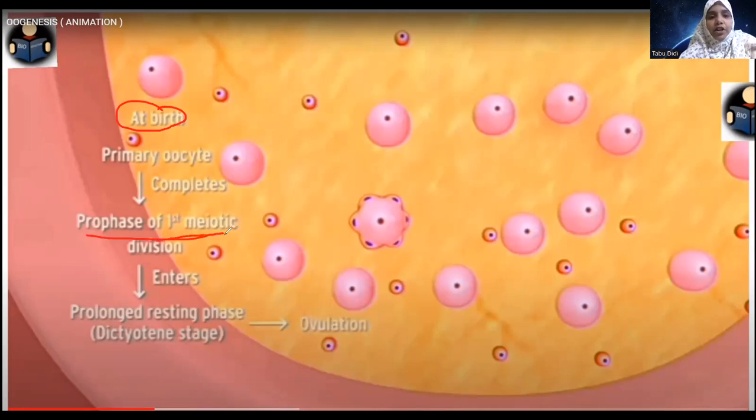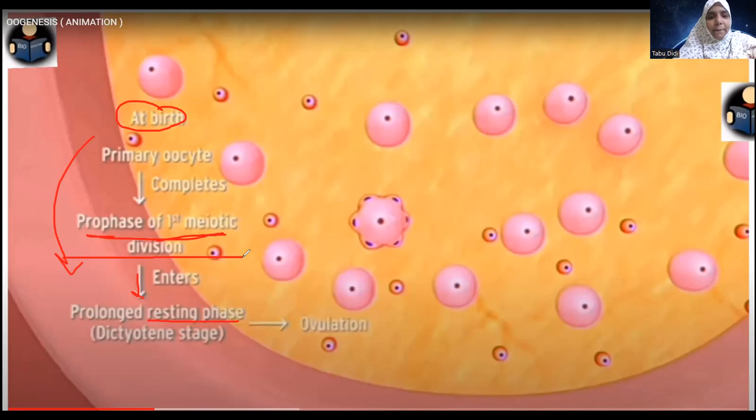Mitotic division, the first mitotic division happens. So the primary oocyte will undergo meiotic division. In meiotic division you know there is meiosis 1 and meiosis 2. In meiosis 1 it will proceed until prophase and then it will enter a resting phase. Up till here, it is happening inside the womb only. The rest stop happens here.